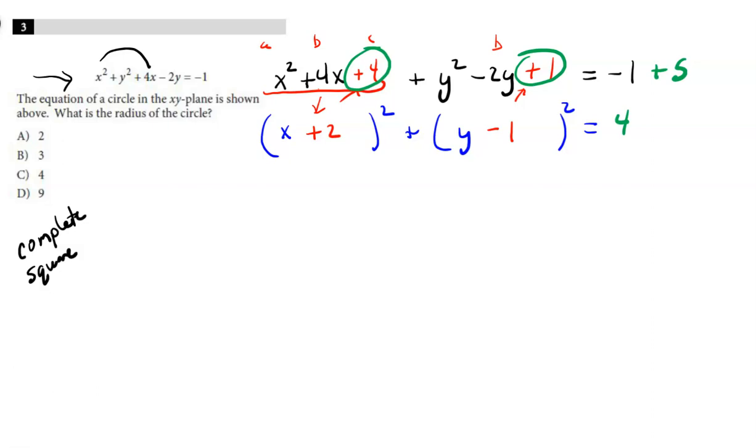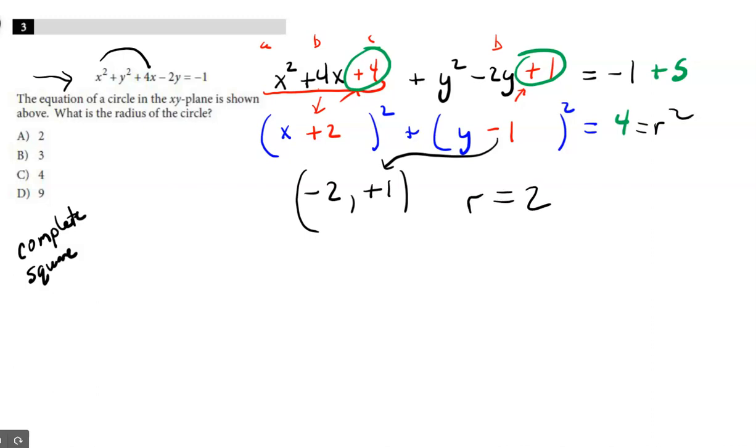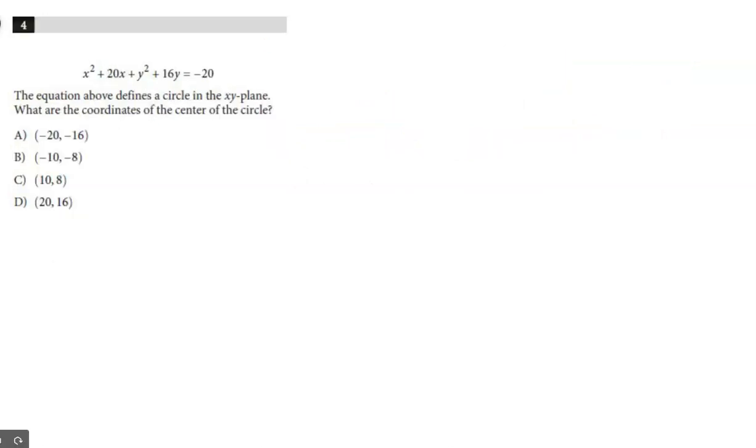So we can see that the center is at negative 2, positive 1. Remember, they're opposites. And then this is r squared, so the radius is 2. So this is the center, that's the radius. Let's see what they want. They want to know what is the radius. Correct answer is A.